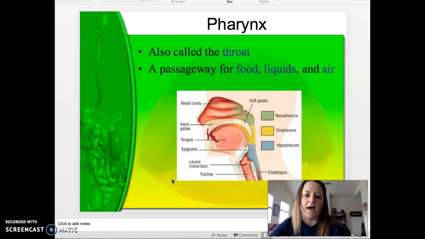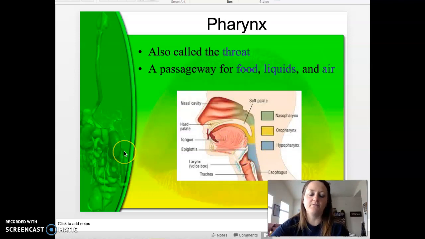So after it goes into your mouth and you do mechanical and chemical digestion, it's going to head to your pharynx, which is your throat. And this is broken into three parts, and I would know these three parts right here. So you have the nasopharynx. Naso means nose, so it's closer to the nasal cavity. Oropharynx, so oro means mouth, so you're at the very back of your throat. And then you have the hypopharynx, which is just the next one down.